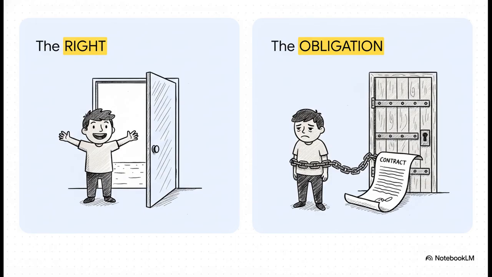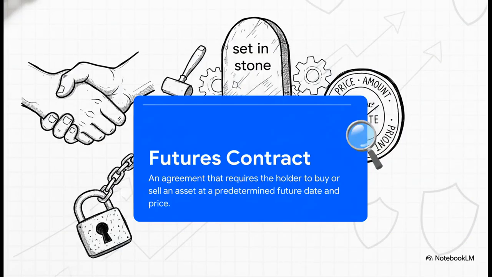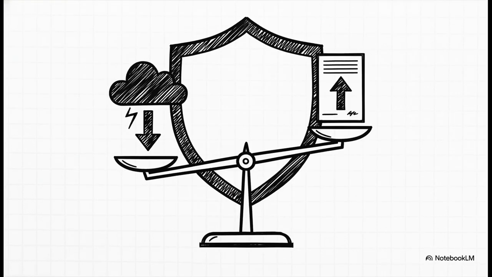With an option, you have a choice. With a futures contract, you have a firm, legally binding commitment. You have to follow through, doesn't matter if you're making money or losing it. A futures contract basically locks both the buyer and the seller into the deal. There's no backing out. The price, the date, the amount, it is all set in stone right from the very beginning.